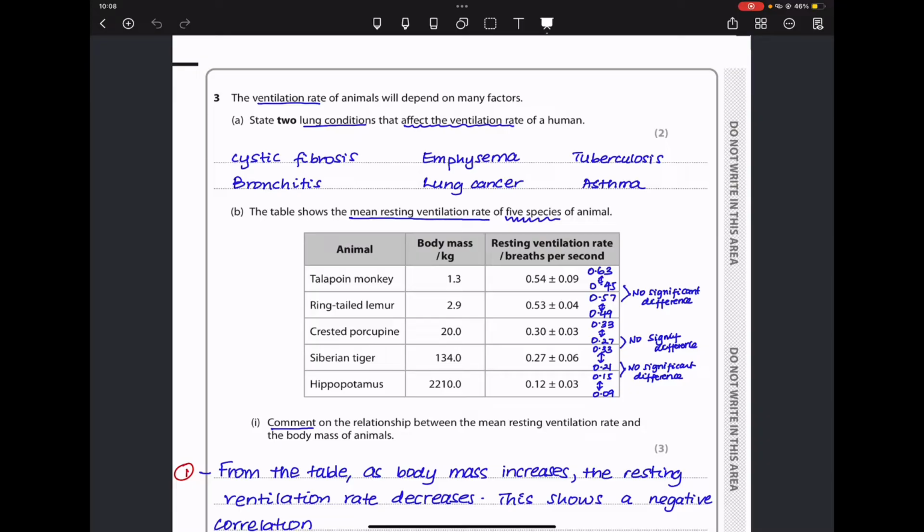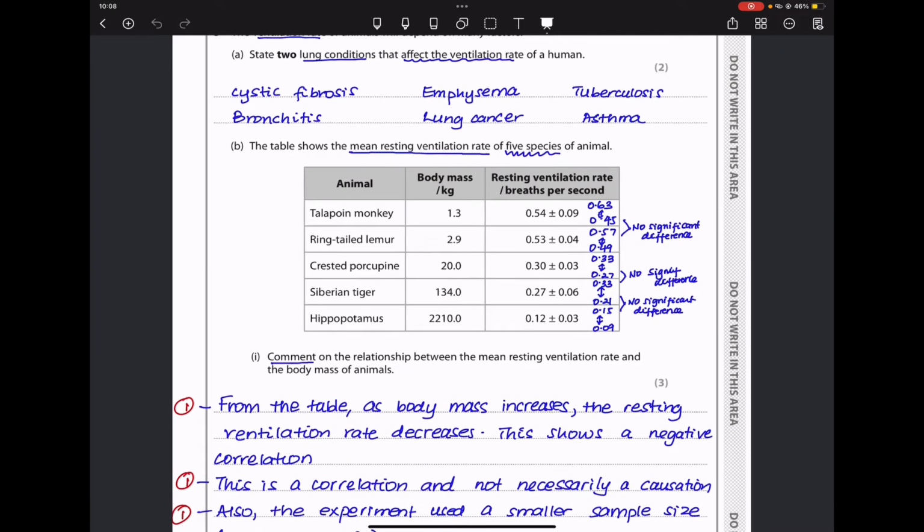Question 3, the ventilation rate of animals will depend on many factors. State 2 lung conditions that affect ventilation rate of a human. There are so many lung conditions: there is cystic fibrosis, bronchitis, emphysema, lung cancer, tuberculosis, asthma, and so many more. Just choose 2 of those and then you'll be fine.